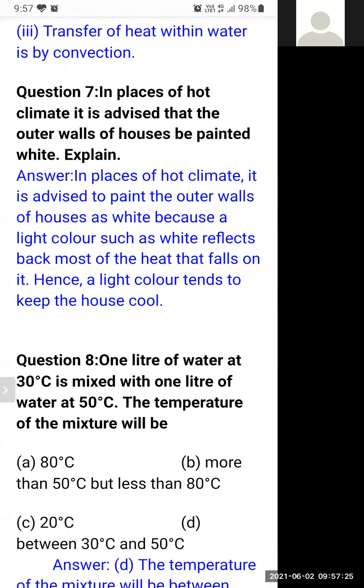Okay, so in places of hot climate, it is advised to paint the outer wall of the house white, because light color such as white reflects back most of the heat that falls on it. Most of the heat that is coming from the sun, light color or white color will reflect. They will not allow that heat to enter into the house. Hence a light color tends to keep the house cool. So the inside of our house will be cool if we are using a light color paint on the outer wall of our house. That is the main reason.